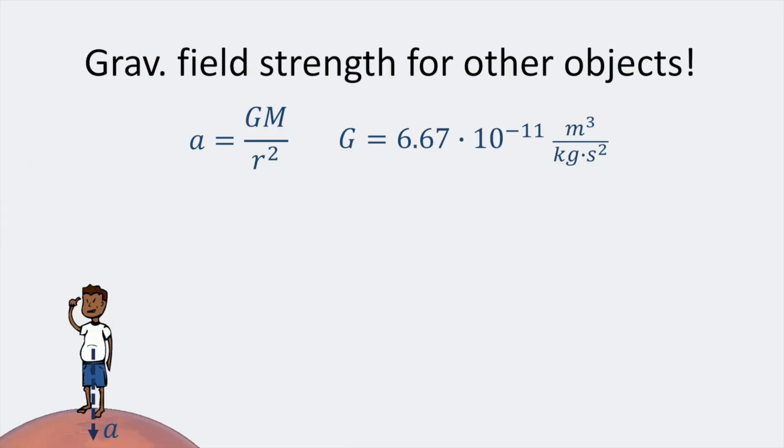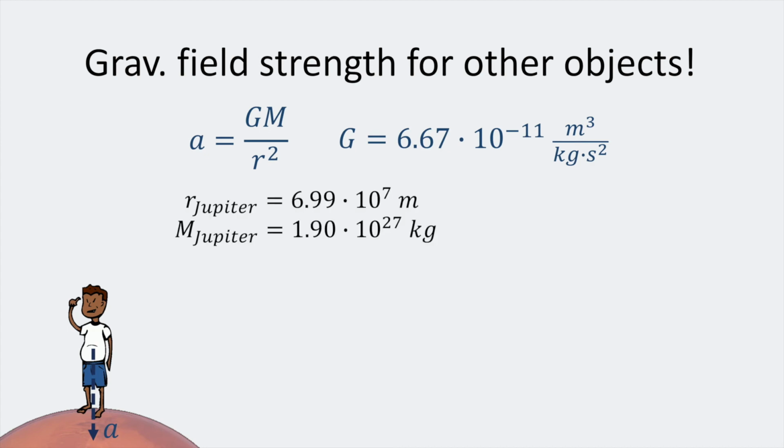Now we can use the formula for gravitational field strength, a equals GM over r squared, to calculate the gravitational field strength for other objects. For example, if we take Jupiter, the biggest planet in the solar system, it has a radius of 6.99 times 10 to the 7 meters, and it has a mass of 1.90 times 10 to the 27 kilograms. If we plug those values in, we get a surface acceleration of 25.9 meters per second squared, significantly higher than at the surface of Earth.